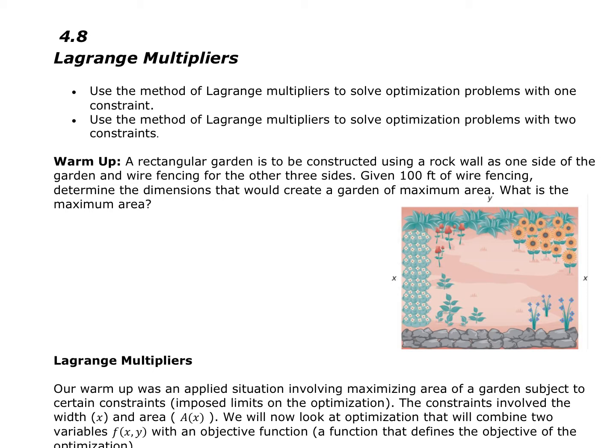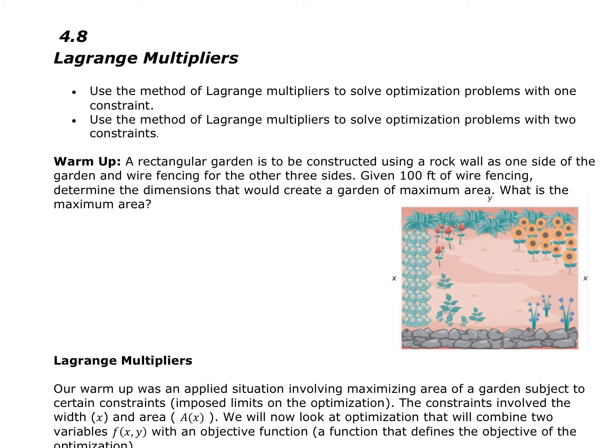A rectangular garden is to be constructed using a rock wall as one side of the garden and wire fencing for the other three sides. Given that you have 100 feet of wire fencing, determine the dimensions that would create a garden with a maximum area. And then what is the maximum area?